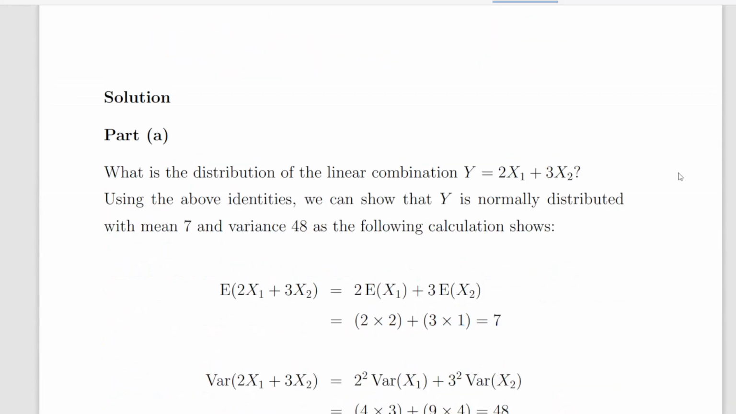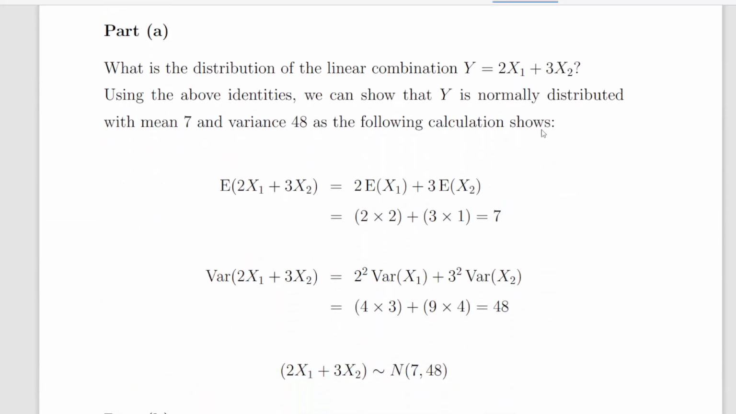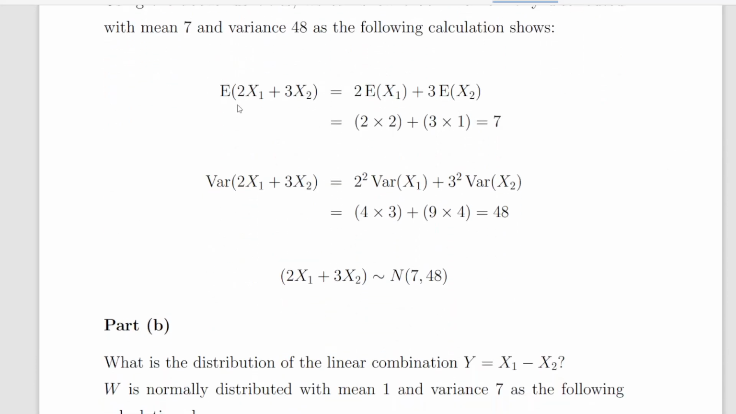Okay, so what is the distribution of the linear combination y equals 2x1 plus 3x2? Using the above identities, we can show that y is a normal random variable with mean 7 and variance 48. The expected value of y is the expected value of 2x1 plus 3x2, which is 2 times the expected value of x1 plus 3 times the expected value of x2. Those expected values were 2 and 1 respectively, so 2 times 2 is 4, plus 3 times 1 is 3. So 4 plus 3 is 7.